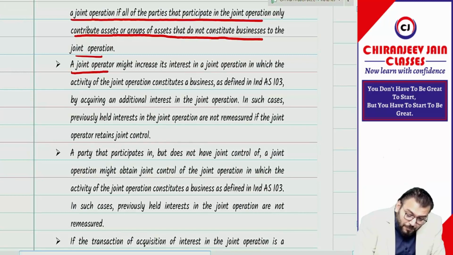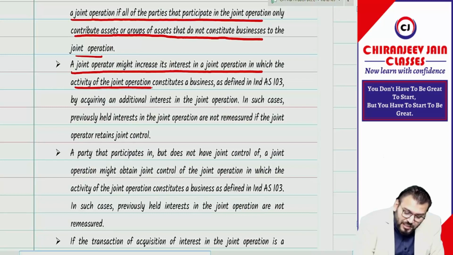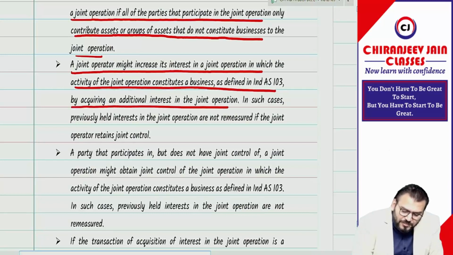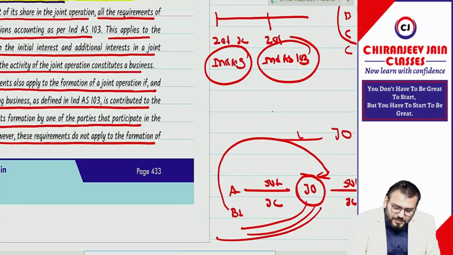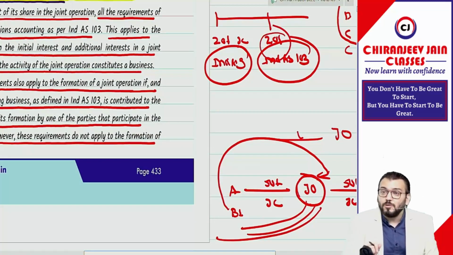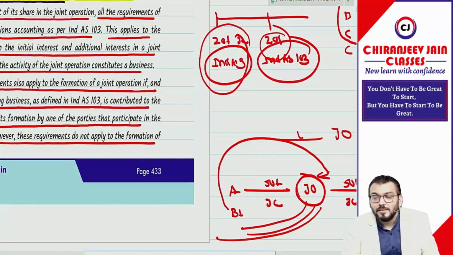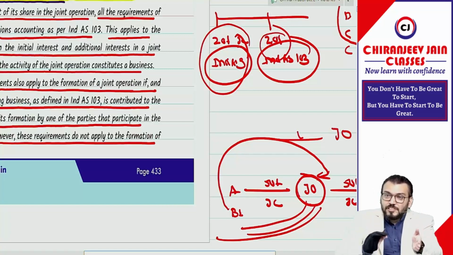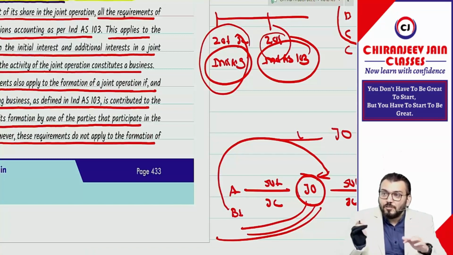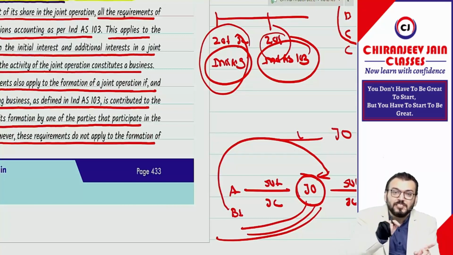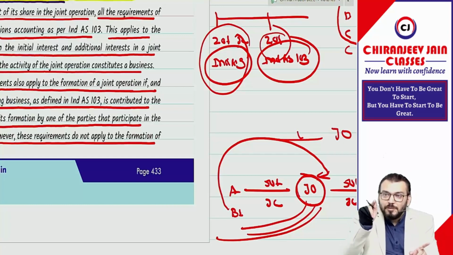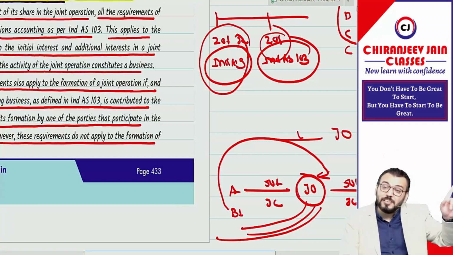A joint operator might increase its interest in a joint operation in which the activities of the joint operation constitute a business, as defined under Ind AS 103, by acquiring an additional interest in the joint operation. This we already discussed: 20%, then again 20%. But one doubt will come: whether the previously held interest will be remeasured. Initially we acquired 20%, then we acquired 50%, it becomes 70%, control obtained. So for calculation of goodwill or gain on bargain purchase, the fair value of the previously held equity interest will be remeasured at fair value. That we have done in step acquisition.